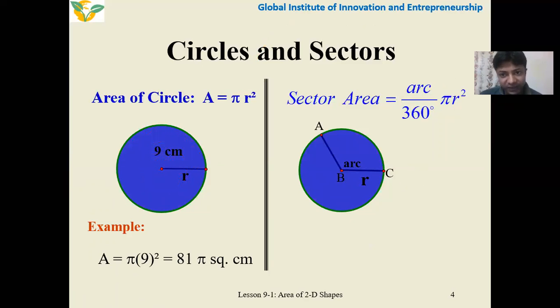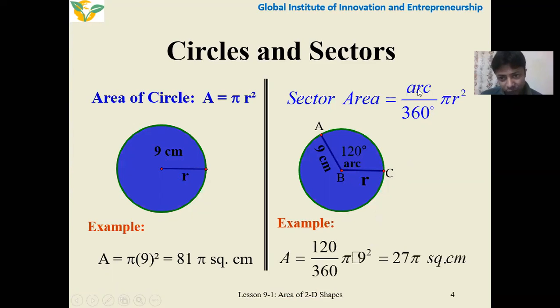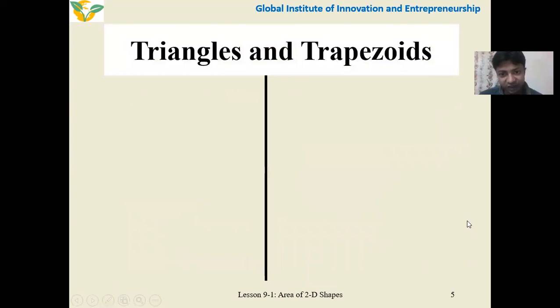So now we will take the example of how to calculate the sector area. Example: this is a sector which is making 120 degree angle. So we have to put 120 by 360 into pi, and radius is again 9 centimeter. So we will get 27 pi square centimeter. This is the area of a sector.